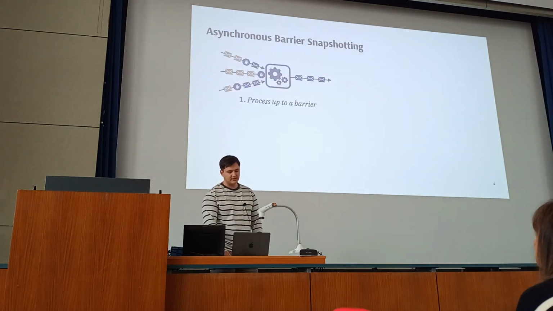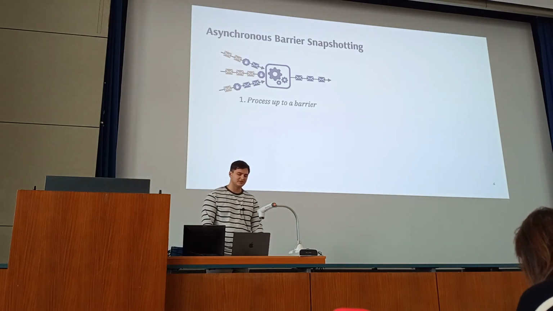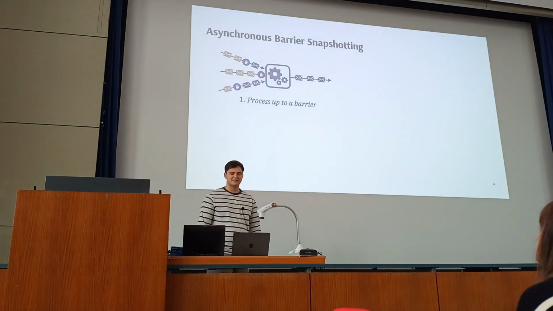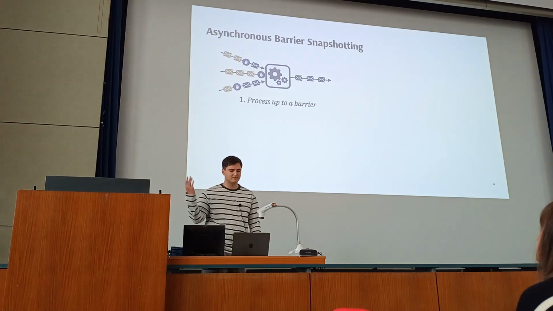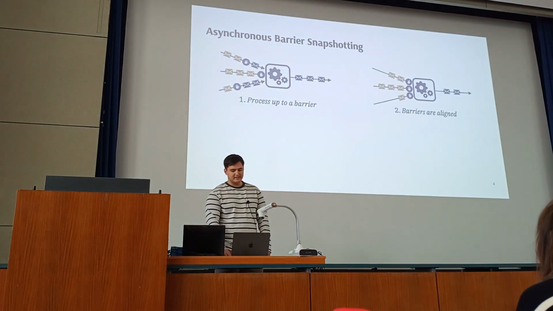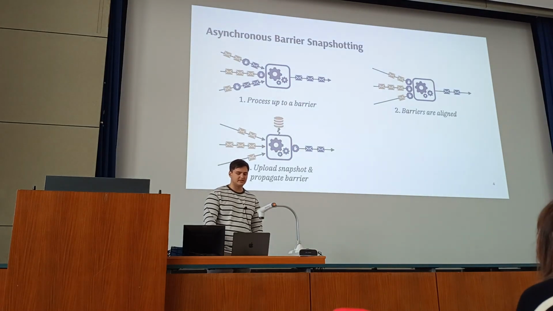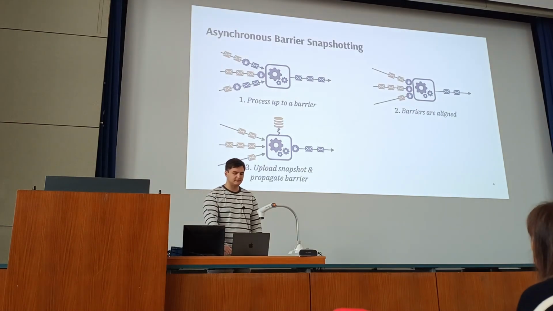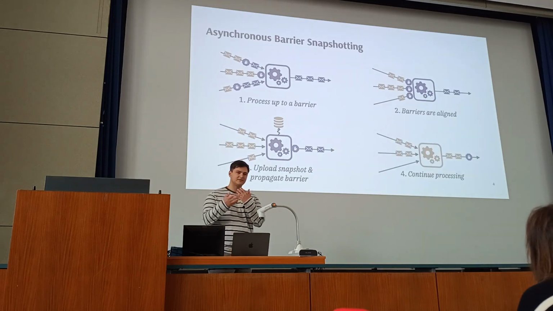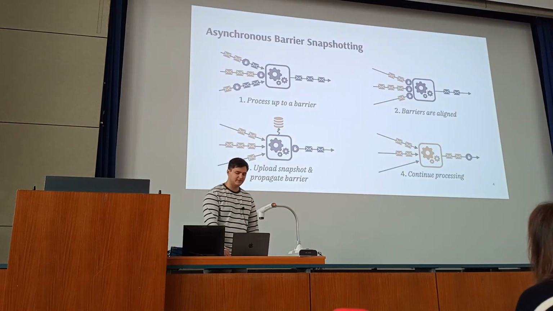So in the first step, each of the tasks just processes all of the messages of the input streams until it meets a barrier on one of these streams, and then this stream is blocked and it processes the others until all of the barriers are aligned. In this case, the task makes a local snapshot and stores it to its persistent local storage and propagates this barrier message to its output streams. And then it switches its mode and starts to process the messages from the next epoch.